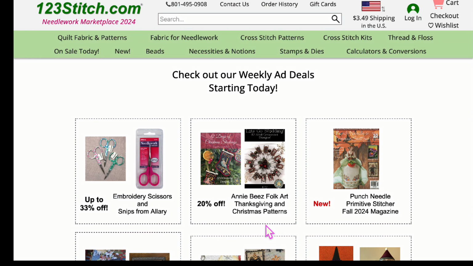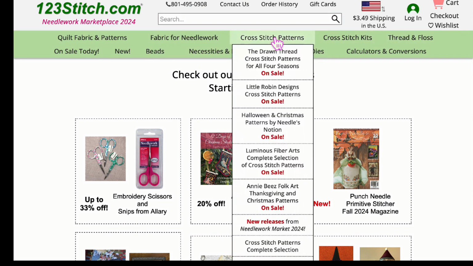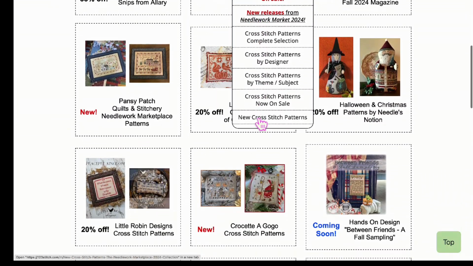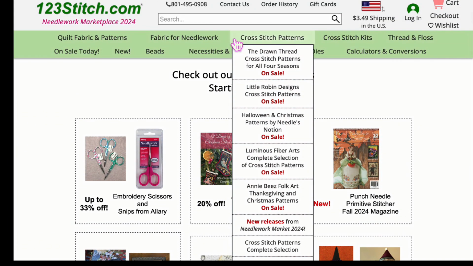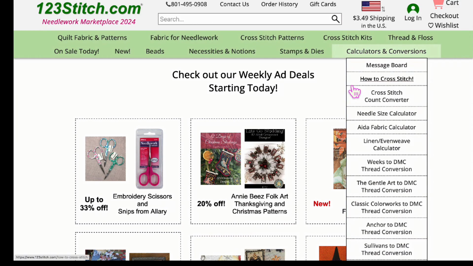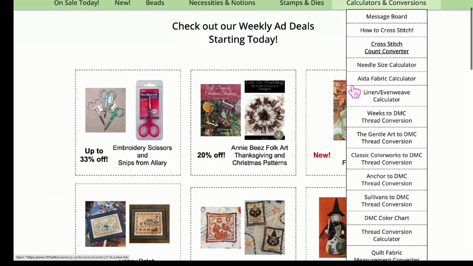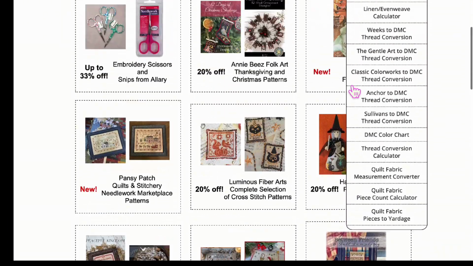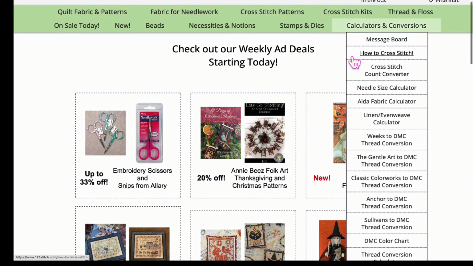Now let's take a look at those calculators. From the 123stitch.com homepage, we can see a green bar with a lot of different choices across the top, such as quilt fabrics and patterns, fabric for needleworks, cross-stitch patterns, etc. If I click on any one of them, a bunch of fun options come up where we can go on the website and explore different topics and look at the sales. Today, we're going to concentrate on calculators and conversions. When I click on that link, a drop-down box comes up with over 15 calculators and thread conversion charts, as well as some other fun things like the message board and how to cross-stitch.